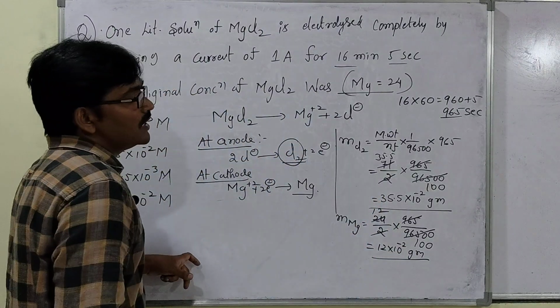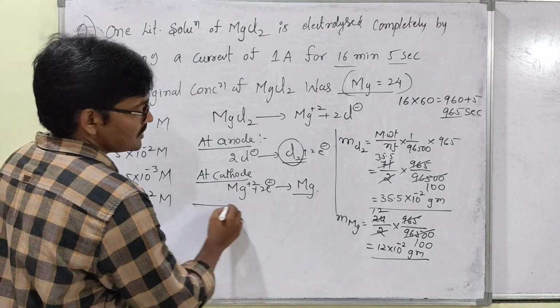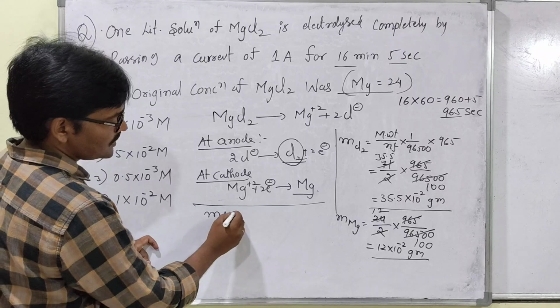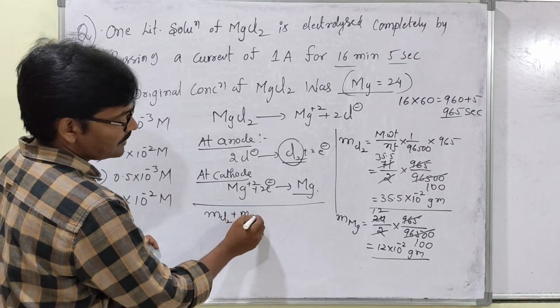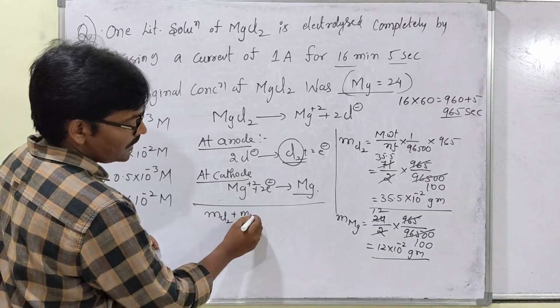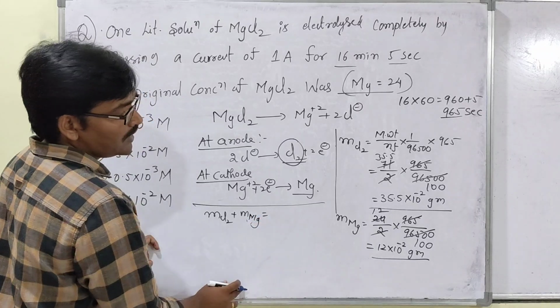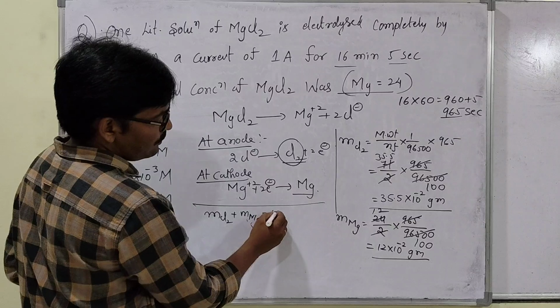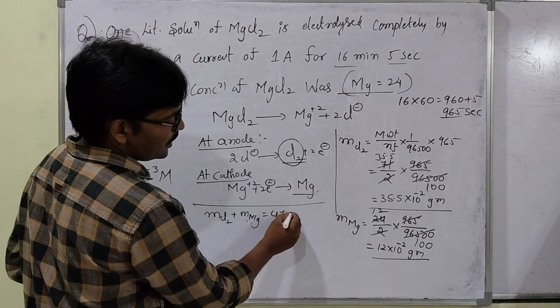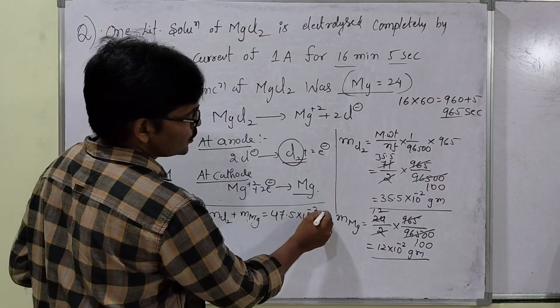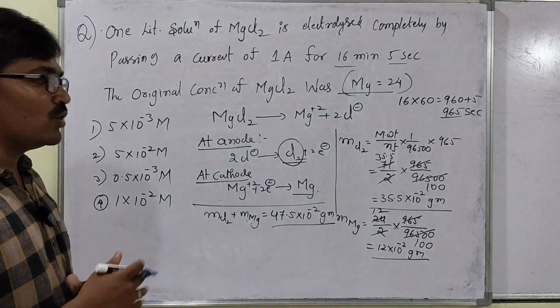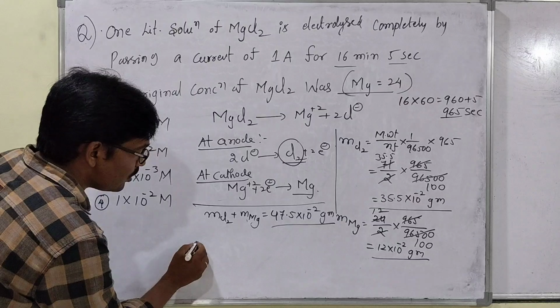Now in case you take the total mass, that is mass of Cl2 plus mass of magnesium Mg, it equals 12 plus 35.5, so you can get 47.5 into 10 to the power of minus 2 grams. So this is the magnesium chloride mass. Then molarity you have to find out, right?